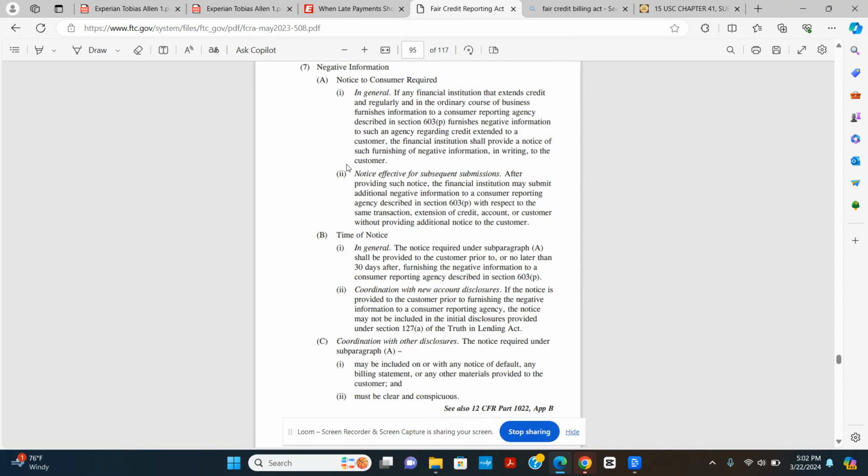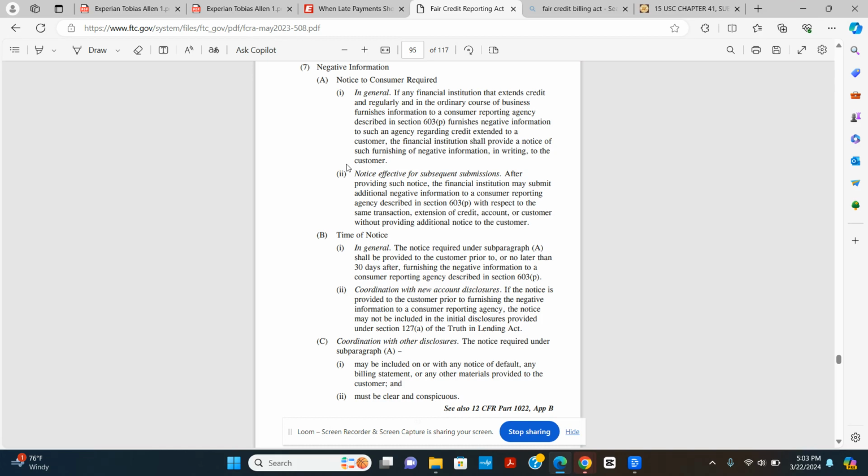I went over this in another module. If any financial institution that extends credit regularly and in the ordinary course of business furnishes information to a consumer reporting agency described in section 603P, furnishes negative information to such an agency regarding credit extended to a customer, the financial institution shall provide a notice of such furnishing of negative information in writing to the customer. So they have to notify you in writing prior to or no later than 30 days after furnishing negative information on your consumer report.